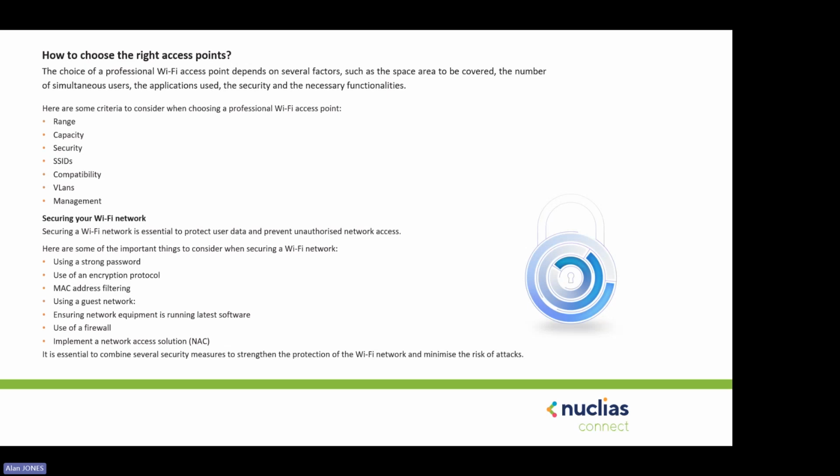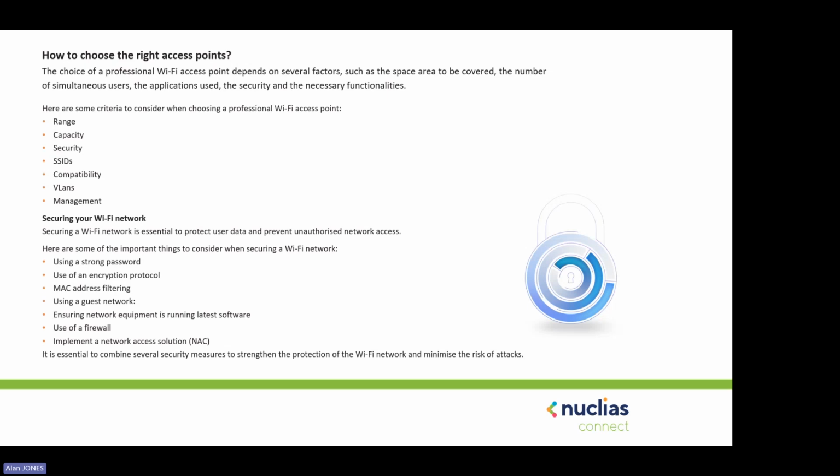We already talked about range quite quickly when I was going through the warehouse solution, where a warehouse with high ceilings and the interference that comes from the equipment and metal and glass and all those other things that interfere with radio waves, choosing a higher powered access point is always advisable. Considering the capacity, so how many people work within your office space.